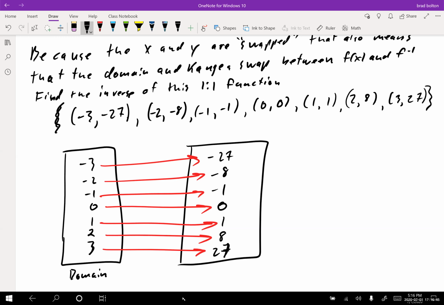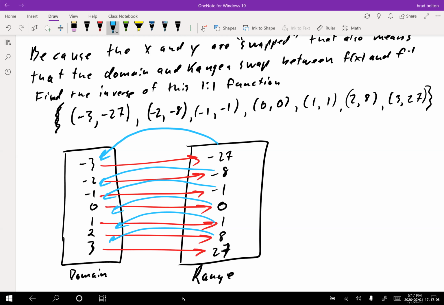Now here's the thing, this is the range, okay? So if you're going to do the inverse, it goes back the other way. The inverse says, well, -27 actually maps to this. -8 actually maps to this. This maps to this, and so on. So this is f inverse, and this is f of x. Okay?